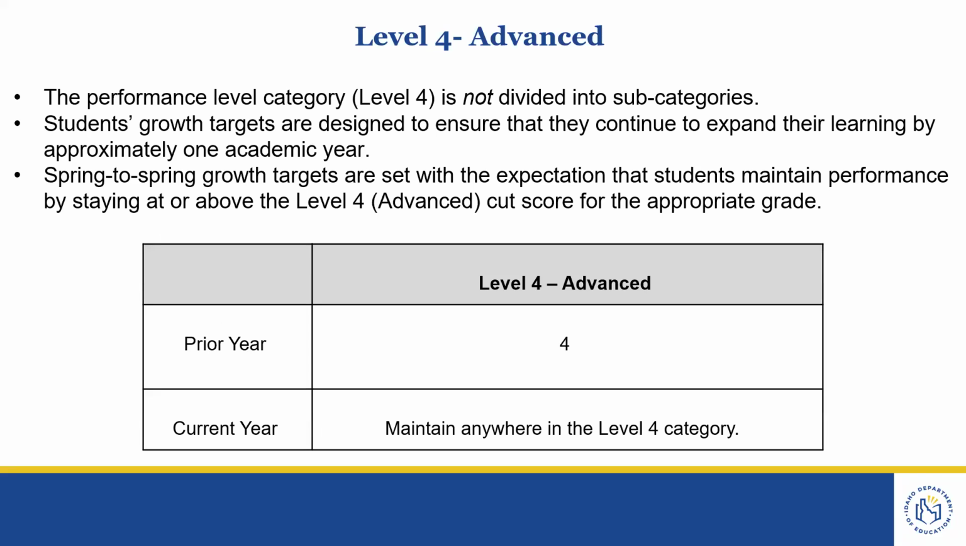Level 4 is a little different. If a student is scoring in the level 4 category in one school year, this means that they are performing above grade level expectations. Their growth goal is simply to continue performing at a level 4 in the following school year. This still indicates growth, as each year's scale scores are set based on grade level content standards.